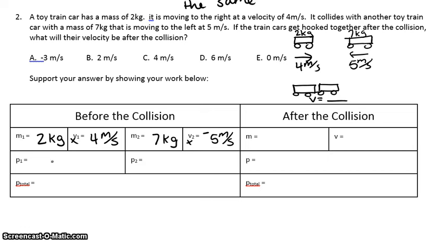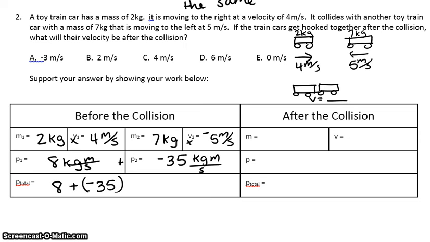So 2 times 4, that's 8 kilogram meters per second. Then you have 7 times negative 5. That's negative 35 kilogram meters per second. And then I'm going to add them together. So multiply, multiply, add. 8 plus negative 35 equals negative 27 kilogram meters per second. That's our total before the collision.